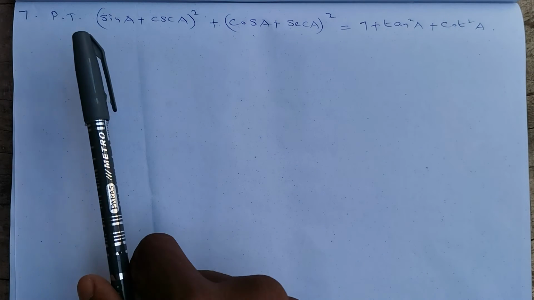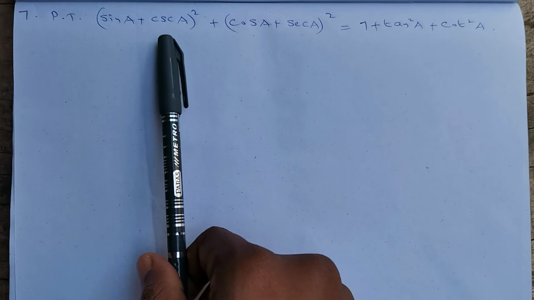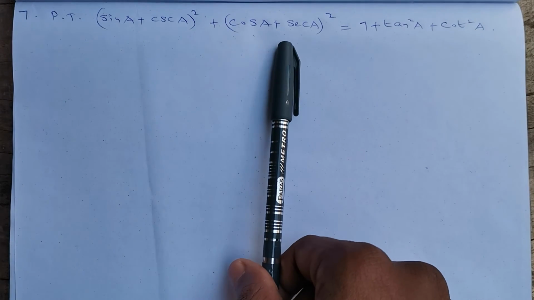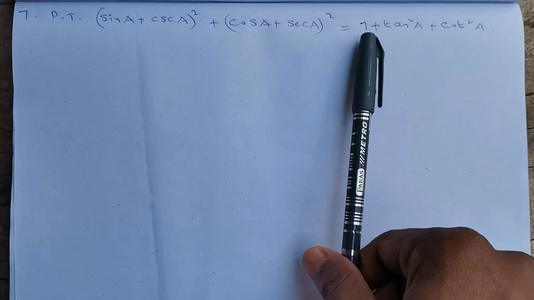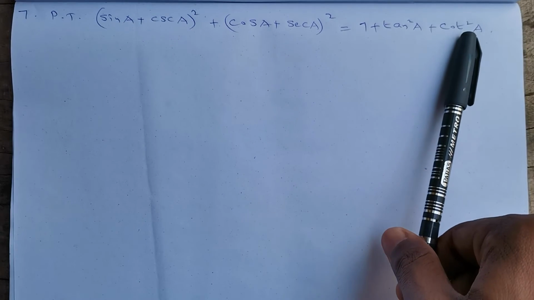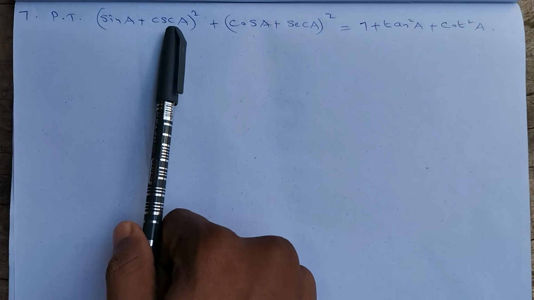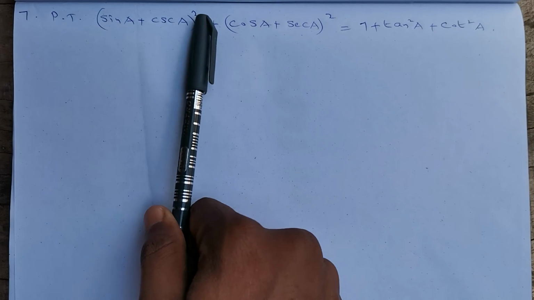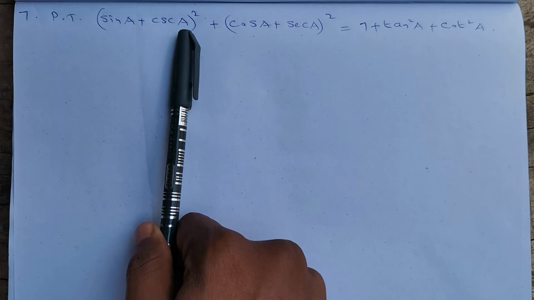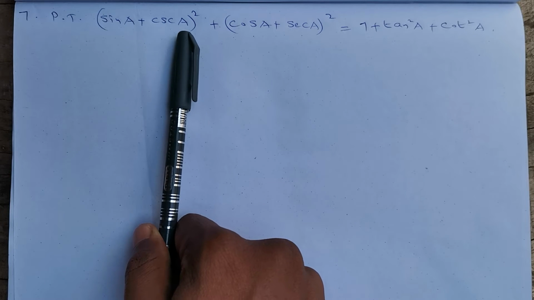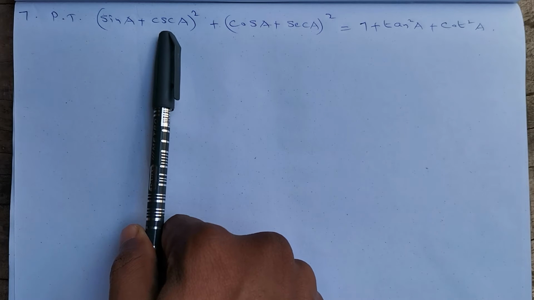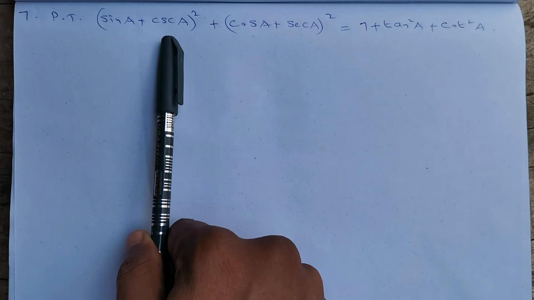Okay, next question is, prove that (sin A plus cosecant A) whole square plus (cos A plus secant A) whole square is equals to 7 plus tan square A plus cot square A. So here also we will get one doubt: whether sin A plus cosecant A whole square is in the form of A plus B whole square. So do we need to expand it in the form of A plus B whole square, or else cosecant A can be written as 1 by sin A? Do we need to write like that?